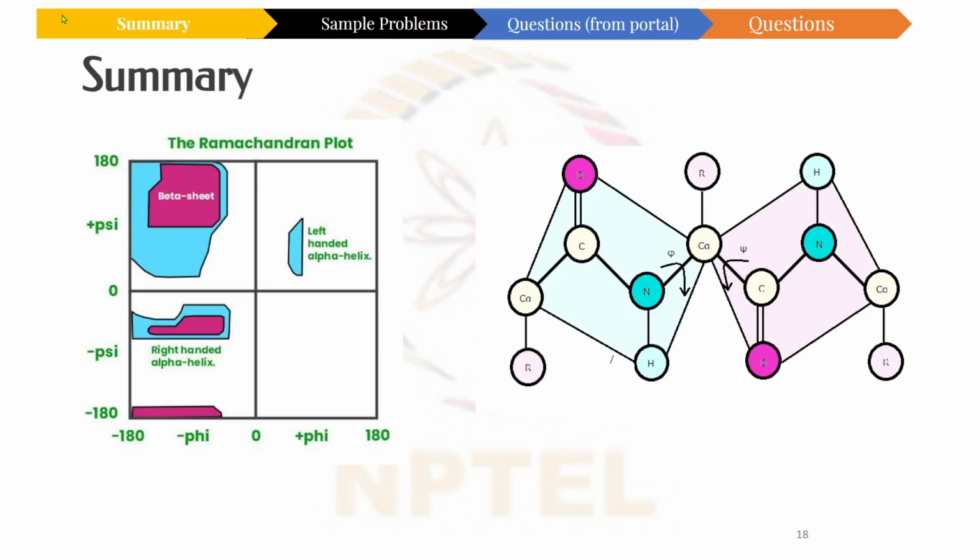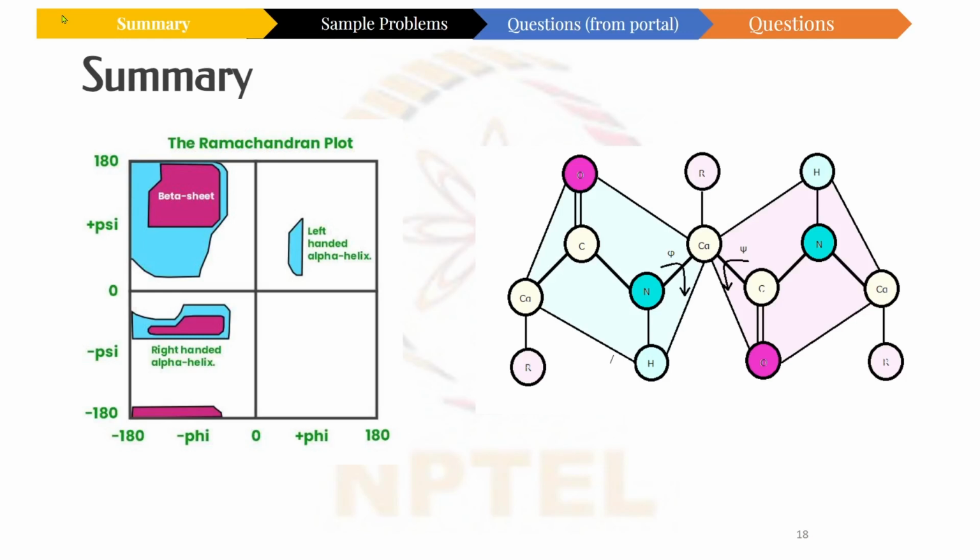Then we have quadrant 2. This region corresponds to the combination of negative phi values and positive psi values. In this quadrant, the backbone conformation is characteristic of beta sheet secondary structure with hydrogen bonding between neighbors.